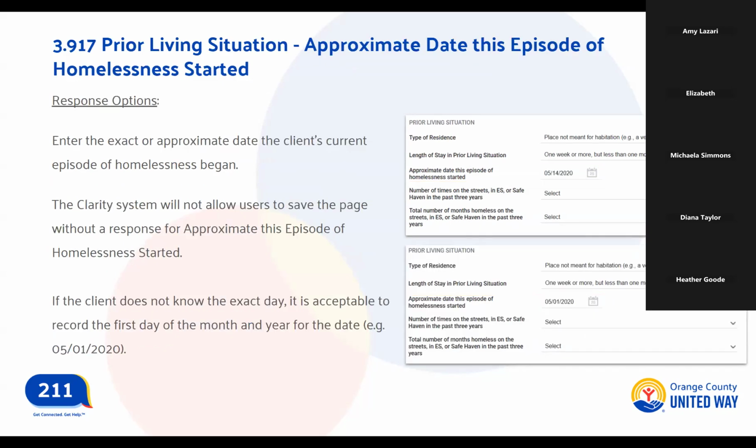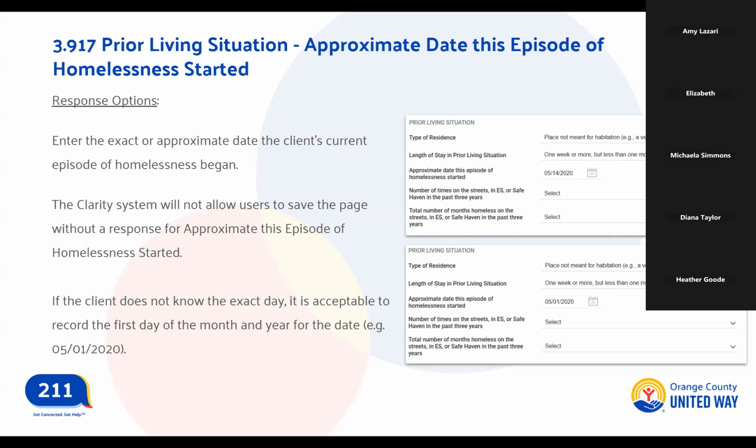To complete the approximate date this episode of homelessness started field, enter the client's self-reported current episode start date. The Clarity system will not allow users to save the page without a response for that field.